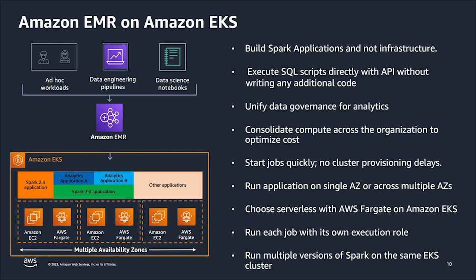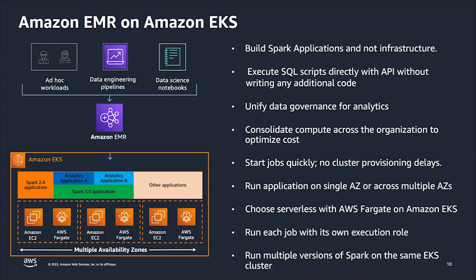You can use your choice of version of Spark application. So if some of your workloads are running on Spark 3.0 and some on 3.3, you can run both in parallel in the same cluster itself. You can start your jobs quickly. There is no cluster provisioning delay. You can run your application on a single AZ or multiple AZs according to your choice.